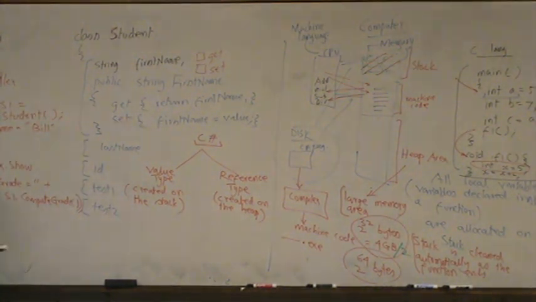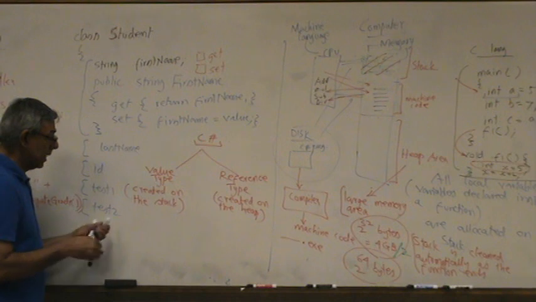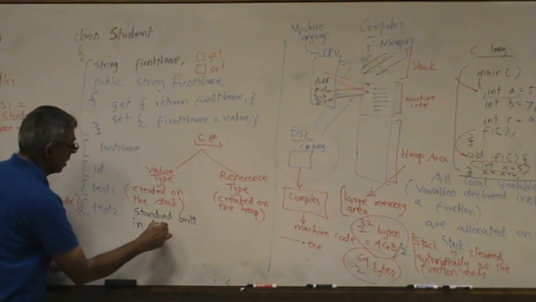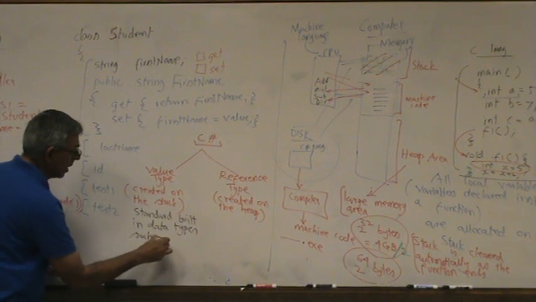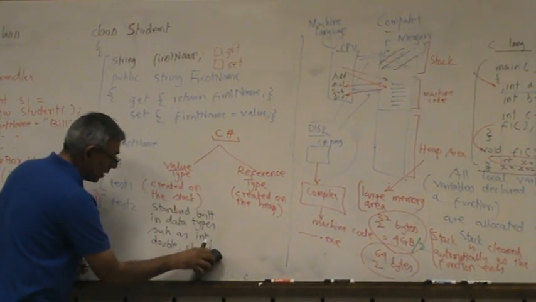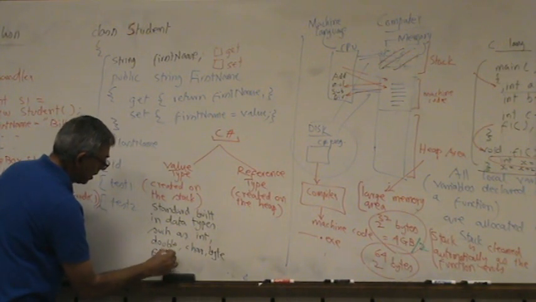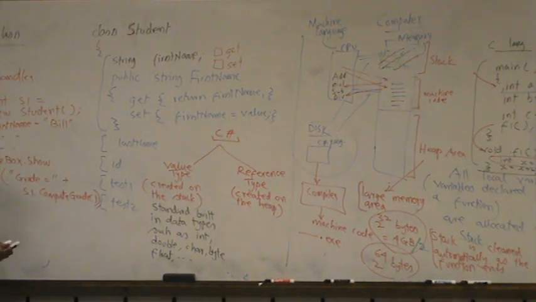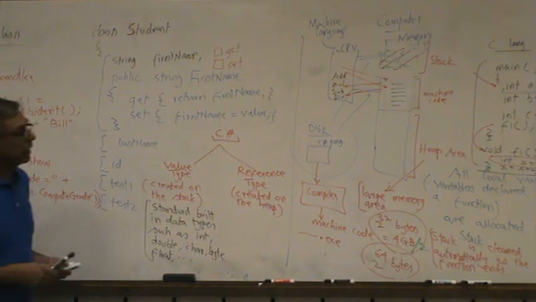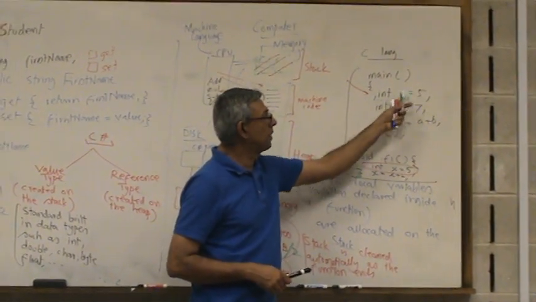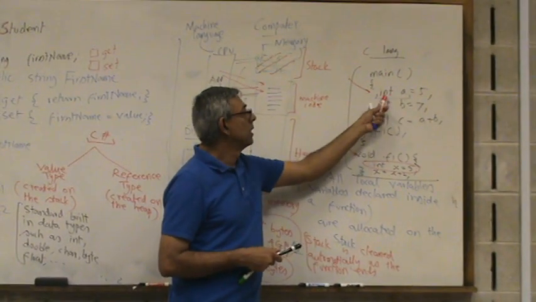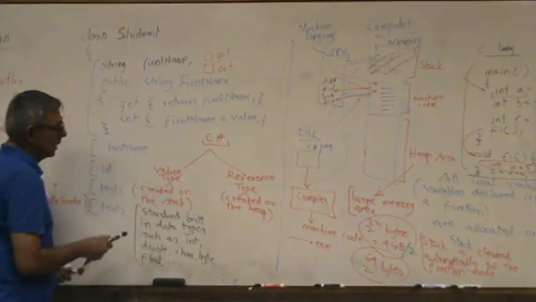So what is an example of a value type? All the standard built-in data types, such as int, double, character, byte, float, and there are a few others, unsigned byte, unsigned character, and so on. Anyway, these will always be created on the stack, right? So for example, if I declare a variable int a equal to 5, where will it be created? On the stack. Two reasons. One, it's a local variable. Second reason, it's a value type. Value types always get created on the stack.